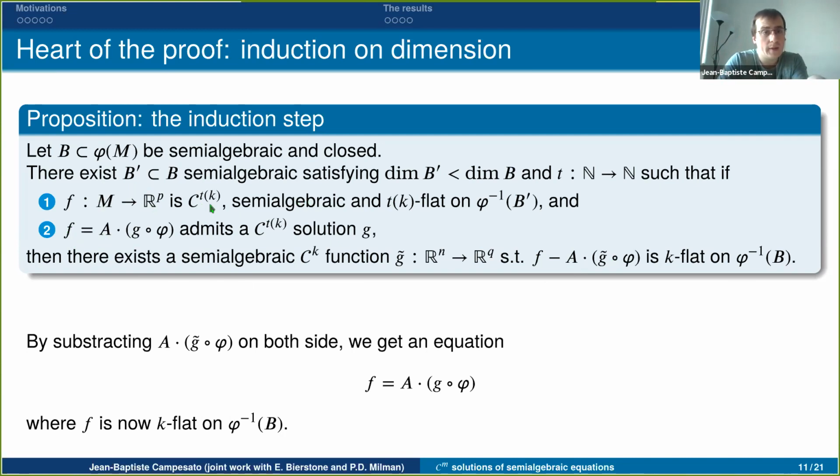We have a solution G of some order T, and we would like to construct a semi-algebraic solution, not only at the level of values, but at the level of Taylor polynomials, and which is now not only C^K, but also semi-algebraic. And the loss of differentiability is given by this function T.